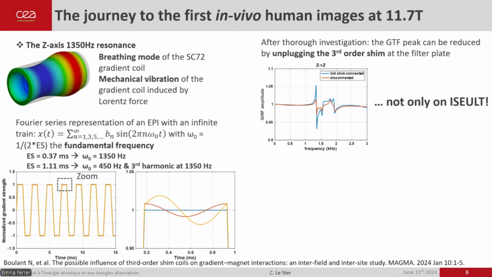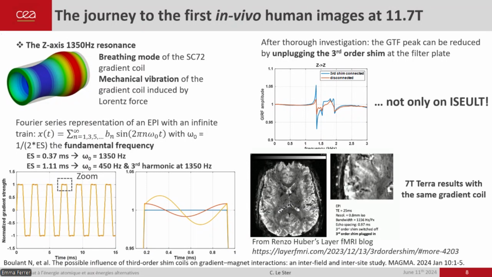This result was important because it's the case not only for ISOLT, but also for other systems. For instance, this result was obtained by Renzo Huber, and you can see it on his Layer fMRI blog, where he acquires the same EPI image with the same protocol, either with the third-order shim coil plugged or unplugged. And he showed that he's able to get rid of ripple artifacts on the EPI image when he unplugs the third-order shim.